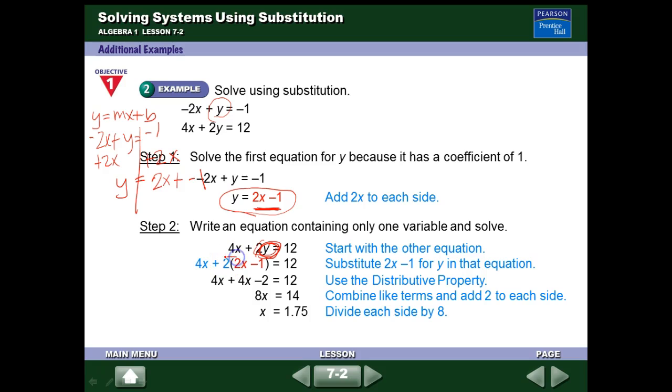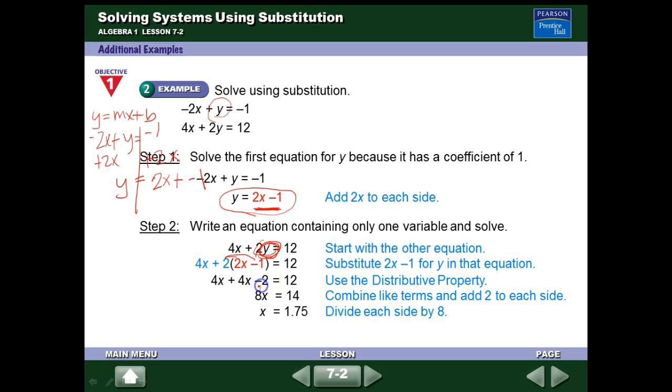Next thing that they're going to do here is they're going to distribute this 2 to both. We talked about little rainbow, big rainbow earlier this year. 2 times 2 is 4x. 2 times 1 is 2. 4x minus 2. Now I need to combine like terms. Add my 4x's together, I get 8x.